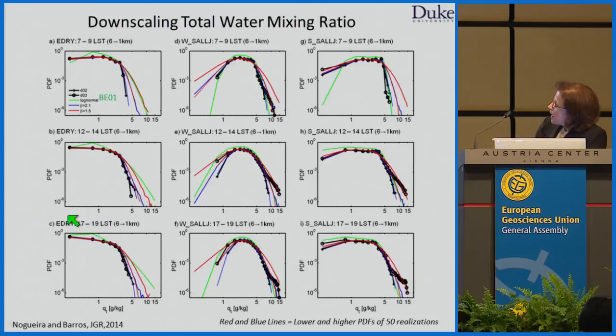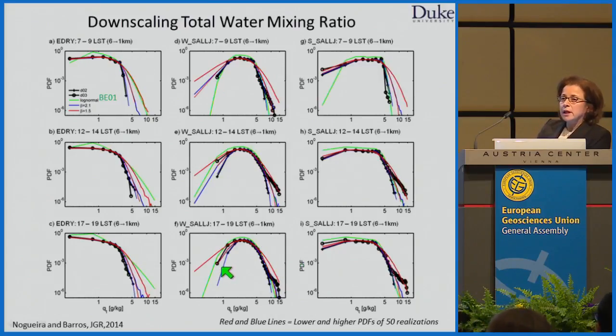And so what you'll see is that as you look at the total water distribution, these are the model results which we are considering the truth in this case. We're doing a simple downscaling from 6 kilometers, so from our domain 2 to our domain 1 at 1 kilometer. And as you can see, our distributions using this method fit perfectly for both regimes, or almost perfectly in all cases, the actual cloud fraction simulated in our domain 1.